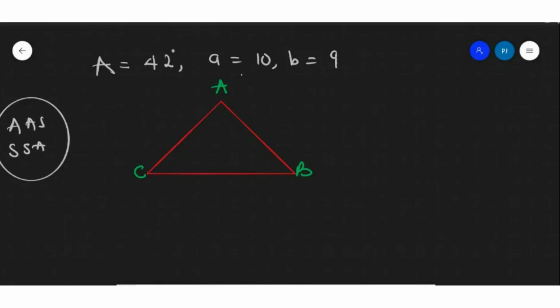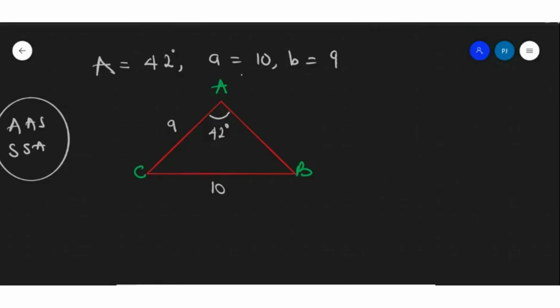So what is my A? The angle for my A, this is my small a, this is my small b, and this is my small c. Just clean that up, just for your reference purposes. So a here is 10, and what is b? b is 9. And what is my angle A? My angle A is 42 degrees. I don't know my angle C, and I don't know my angle B.